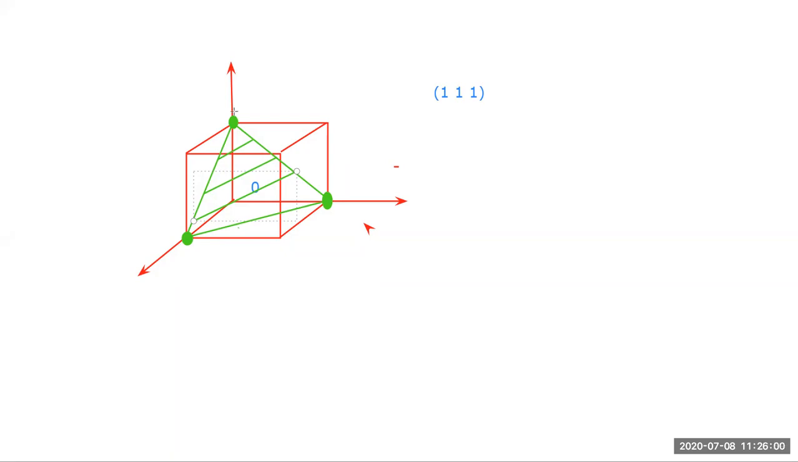Anybody have any doubt in this? How to draw 1, 1, 1? Any doubt? Okay.